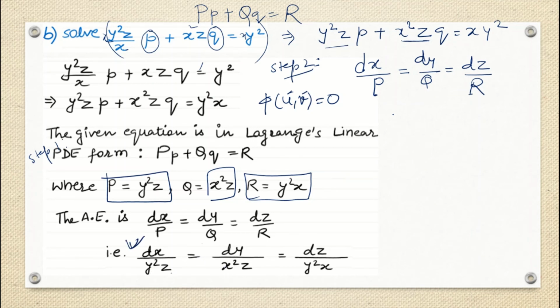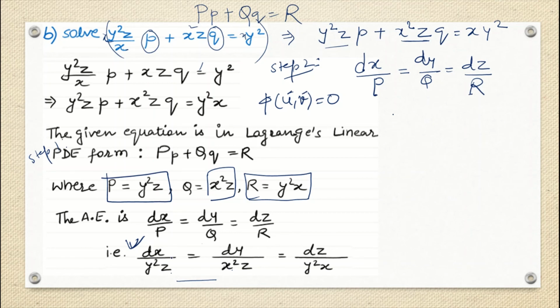dx by p equals dy by q, where q is your x square z, and dz by r, where r is your y square x. So now I'm trying the method of grouping. The method of grouping says that you group any two fractions, either fractions 1 and 2, 2 and 3, or 3 and 1, so that step number 3 will be easier. That means the integration part will be easier.